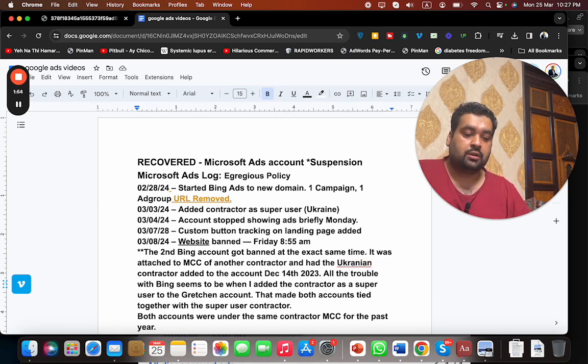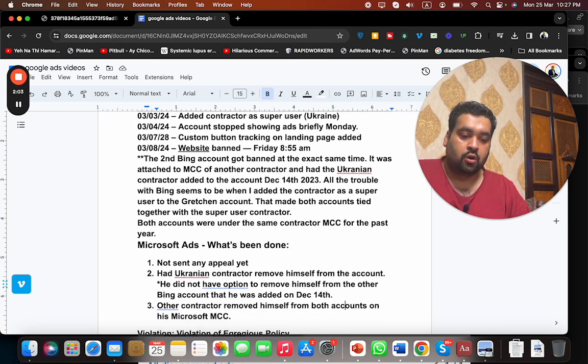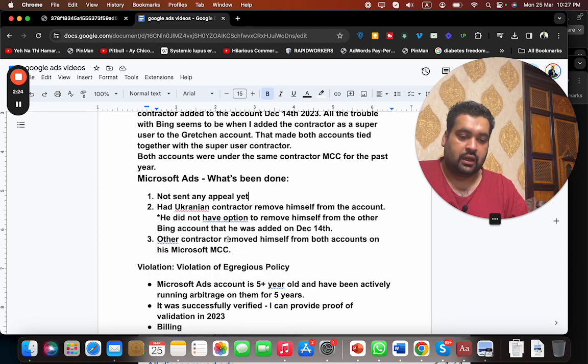So the trouble, they thought, could be someone being added as an account manager to their account, and that could be the reason. Okay, so the observations were that they had not filed any appeal on the account. They removed the Ukrainian contractor. They say he does not have the option to remove himself, and other contractors were also removed from both of the accounts. So let me show you further data as well, so you have an idea.